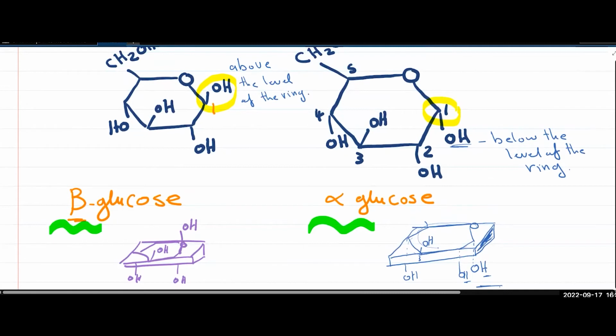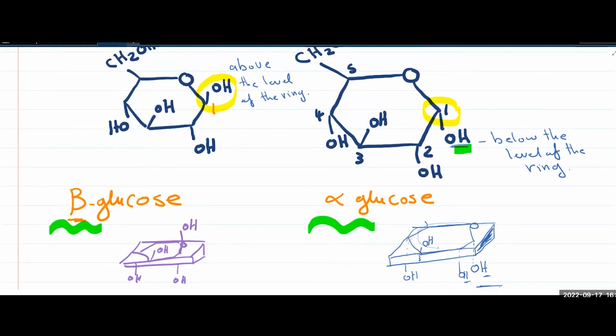In alpha, I look at carbon number 1: the hydroxyl group is below, or you can see it's far from the oxygen of the ring. Beta glucose, no, it's above or close to the oxygen of the ring. You got it? You understand the difference between alpha glucose and beta glucose?